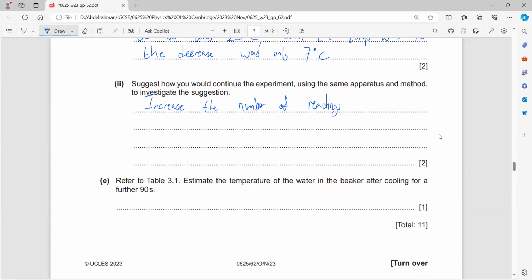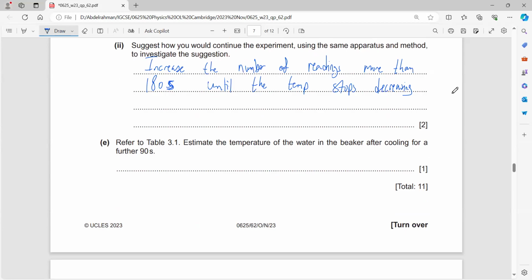Okay, I have to increase the number of readings. How do I increase the number of readings beyond 180 seconds? Okay, 180 seconds until what? Until the temperature stops decreasing. That's it. Yeah, refer to the table. Estimate the temperature of the water after cooling for a further 90 seconds.